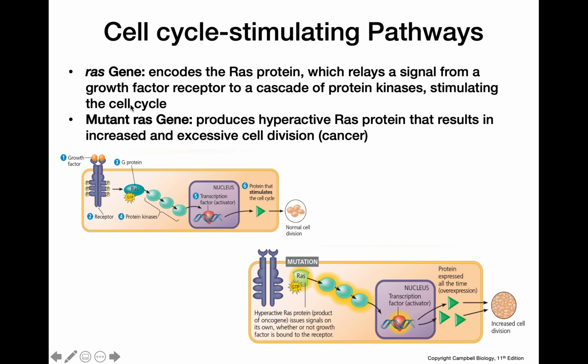However, if we have a mutant RAS gene, then it can produce a hyperactive RAS protein that results in increased and excessive cell division, leading to cancer. The way that would work is in the hyperactive RAS gene, the gene would be turned on and capable of activating this protein kinase cascade even in the absence of a signal from a growth factor. And so that's how this would lead to increased protein expression at all times and then excessive cell division and cancer.